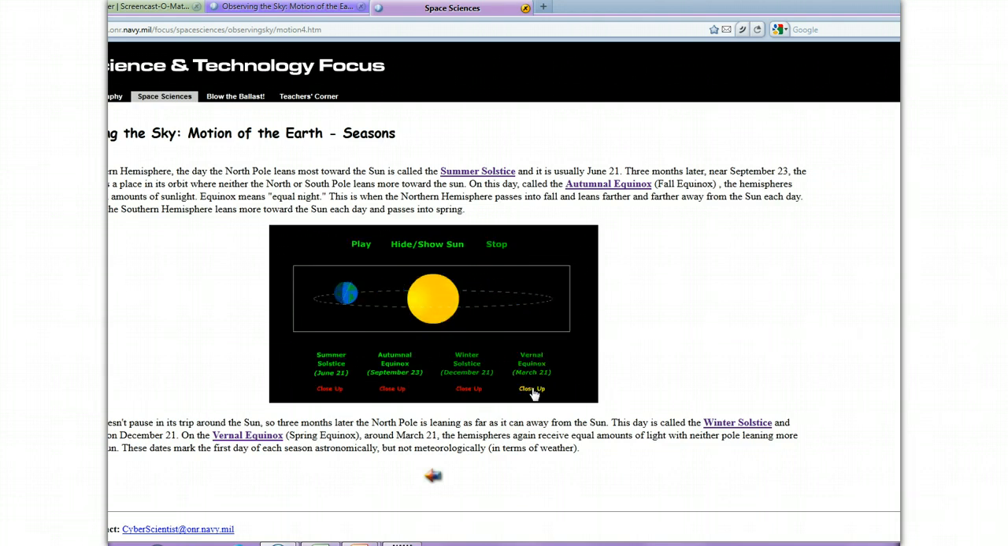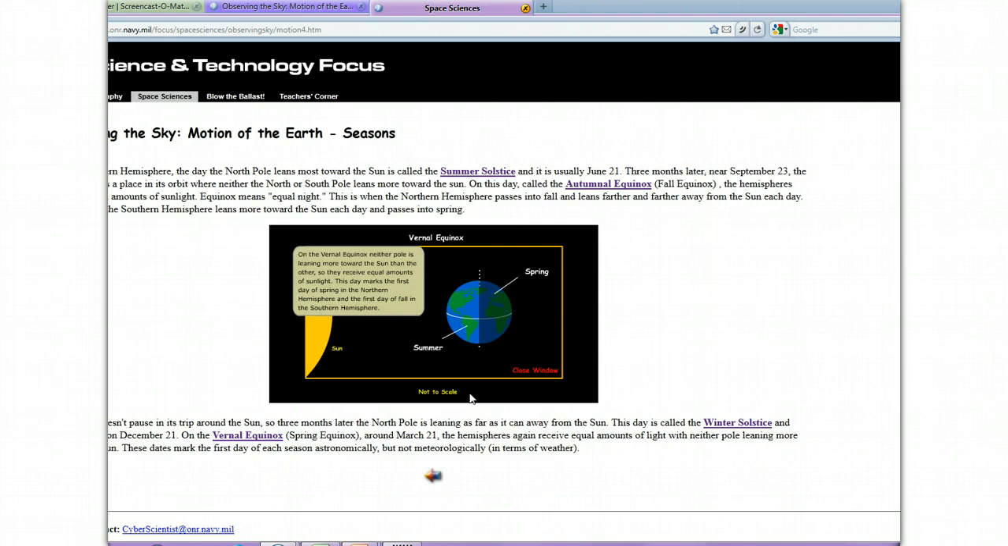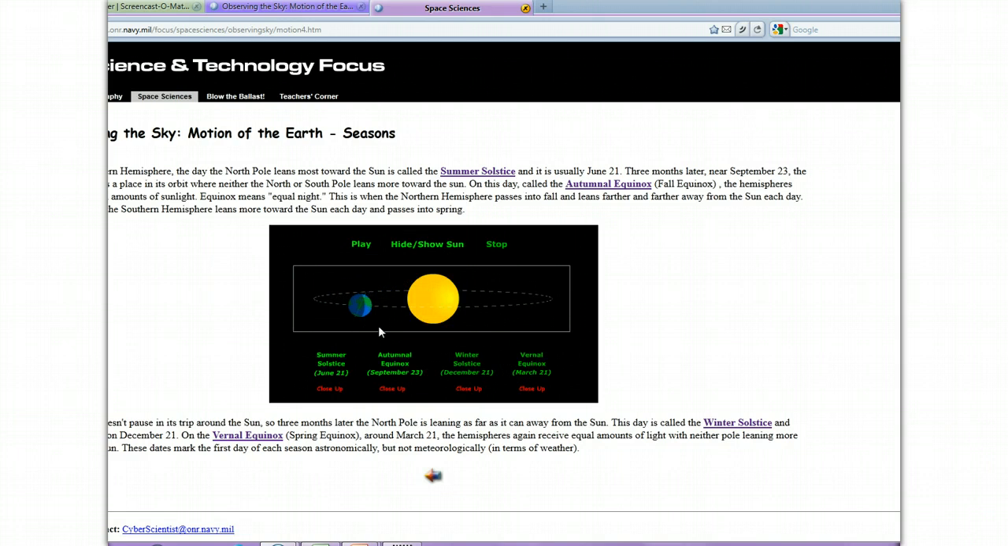And then finally we have the vernal equinox. During the vernal equinox we have equal amounts of sunlight. It is spring in the northern hemisphere and fall in the southern hemisphere. Okay. Now we'll watch as the Earth goes around the Sun. Let's hide the Sun there so we can see. And notice how that axis does not change. It's constantly pointing in the same direction. Okay? All right.